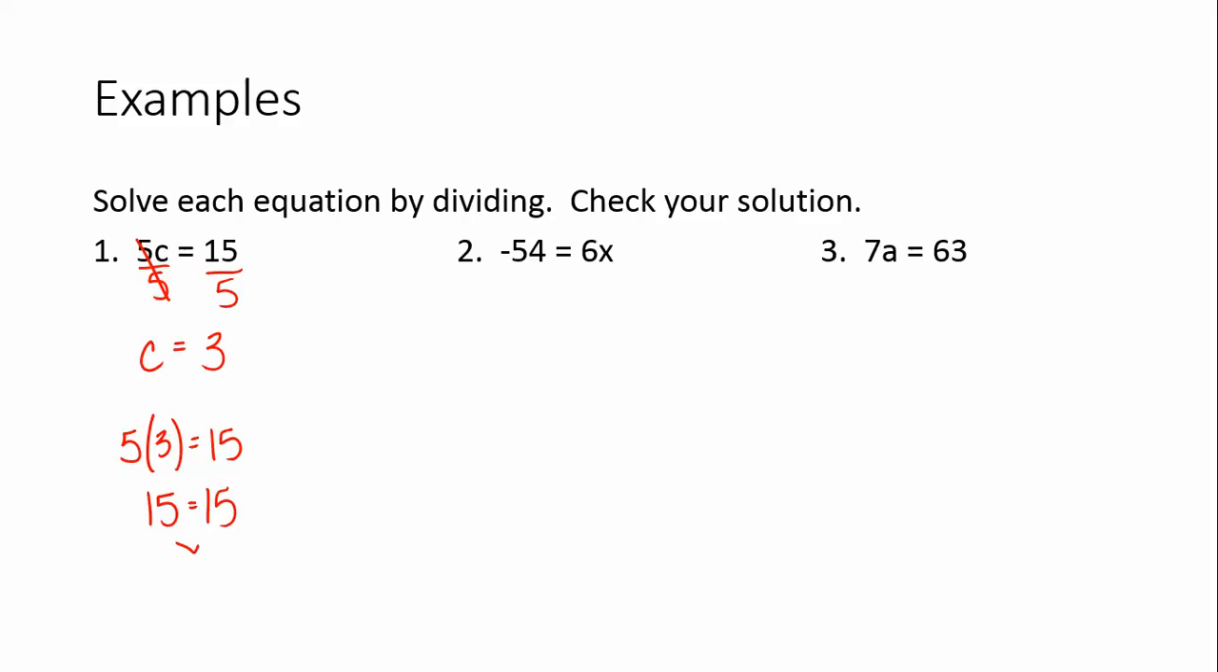Number 2, we have negative 54 equals 6x. 6 is being multiplied by x, so we want to divide both sides by 6. Those 6's will cancel. Remember, that 6 over 6 fraction becomes a 1, which is what we want to get in front of that x. What is negative 54 divided by 6?